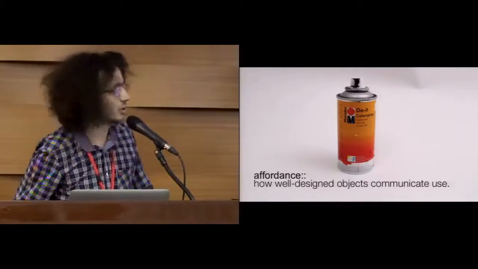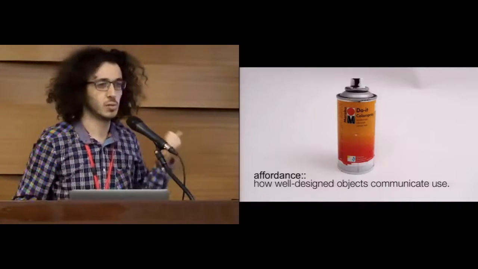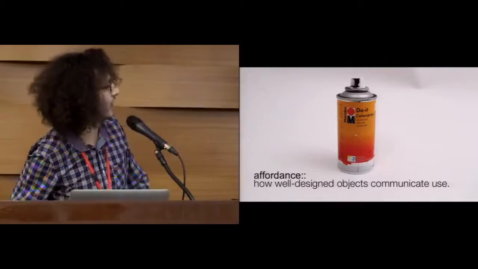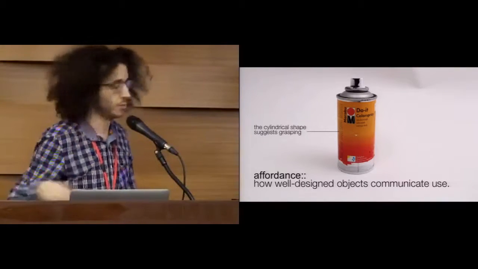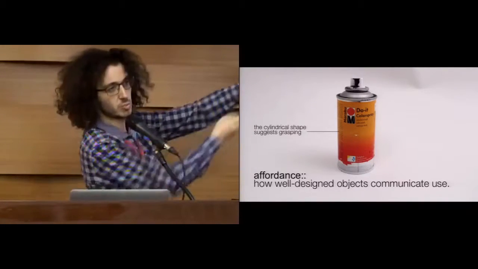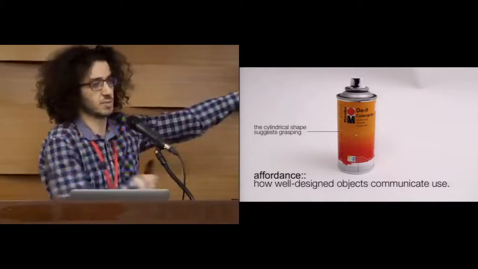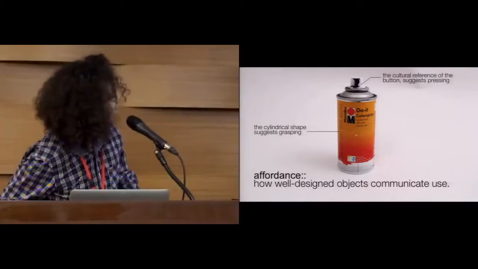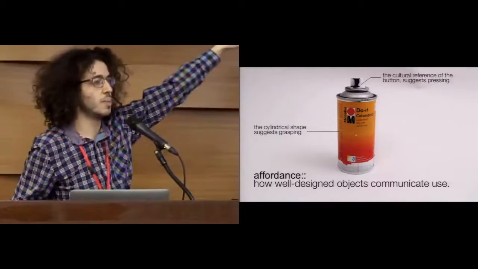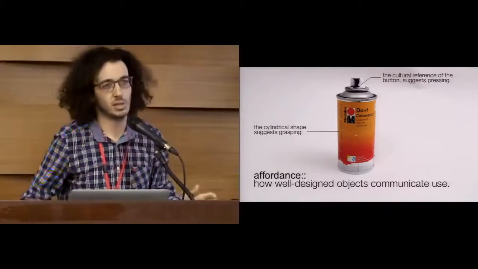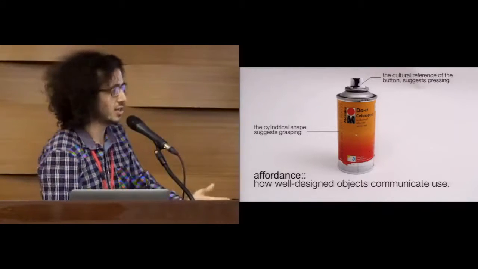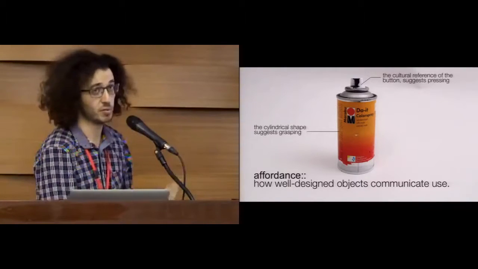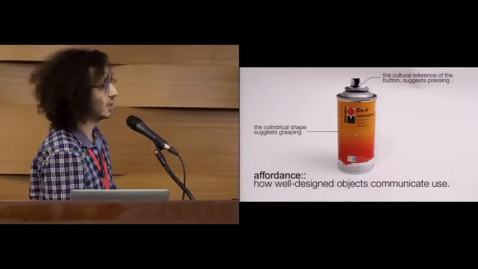So I'm going to motivate this with a fairly simple example. I'm going to use a concrete example from the real world, which is a spray can. Now, if you look at the spray can, it has a bunch of great elements to it. I really like that the cylindrical shape, just like in this presentation clicker here, suggests grasping, right? The radius of this thing and the radius of my grasping is not that different. And on the top there, the cultural reference of a button, for all of us here in the room, suggests that there's some kind of action that's going to happen. Hopefully the ink is going to be released once I press it.